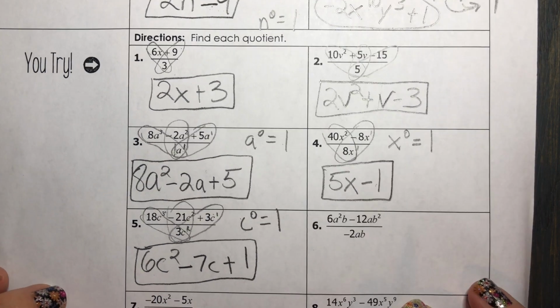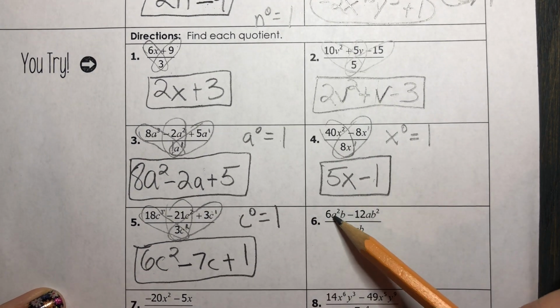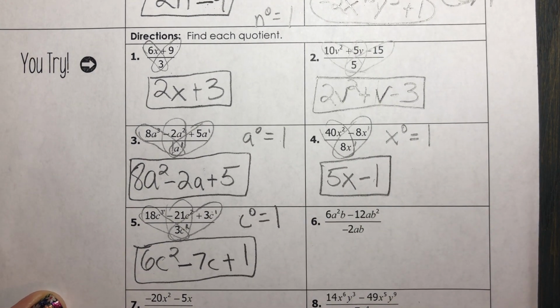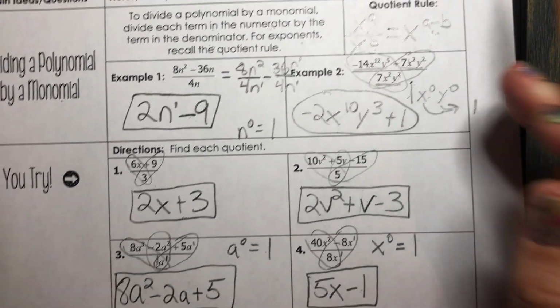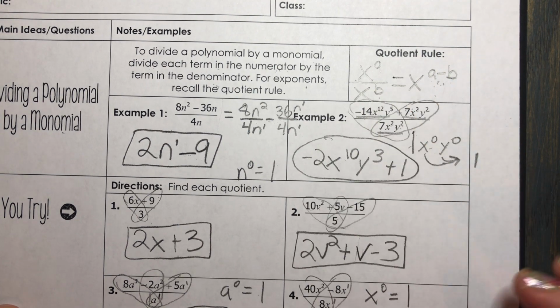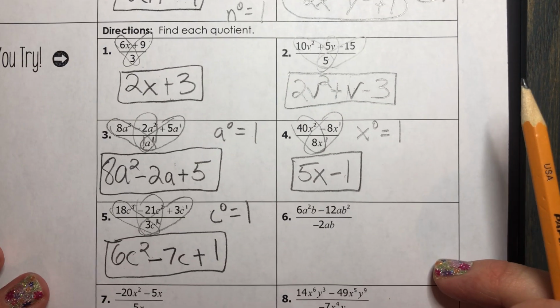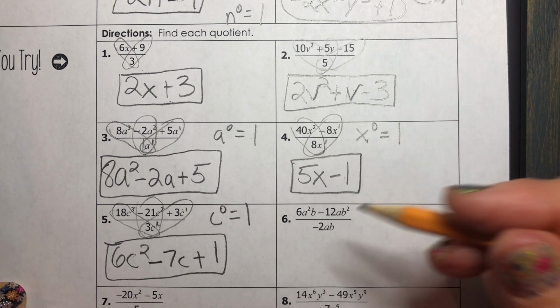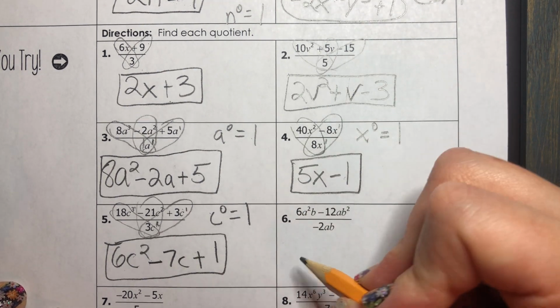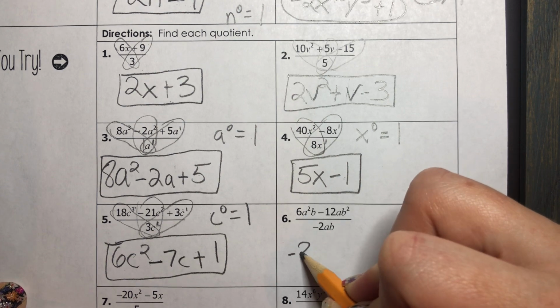Okay, let's do number 6. Now our common variable here is an a and a b together. Okay, so we can go ahead and use our subtraction rule up here because we have the same variable over the same variable. So we have AB, AB, and AB. Now let's do our division first. So we have 6 divided by negative 2. So that gives us negative 3.